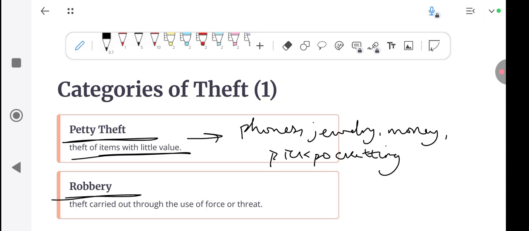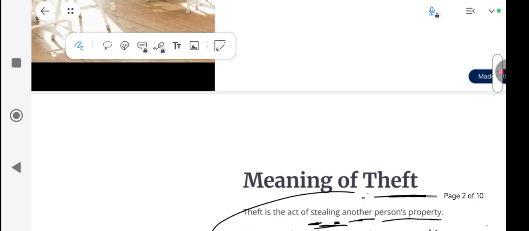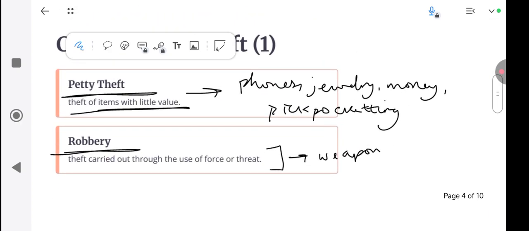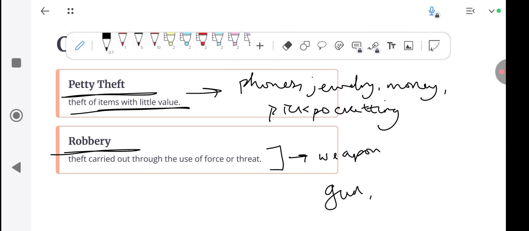Then we have robbery. Now, robbery is the type of theft that is carried out with force, meaning there is a weapon involved. So if we go back to these other forms of theft that we had: looting, embezzlement, fraud, burglary, stealing, larceny, petty theft, and robbery. There is no weapon involved in any of these. But in robbery, there is a weapon. So you can use a gun, you can use a cutlass, you can use a knife, or any other form of weaponry to threaten the person, so I'll force the person to give you what they have. That is what robbery is.